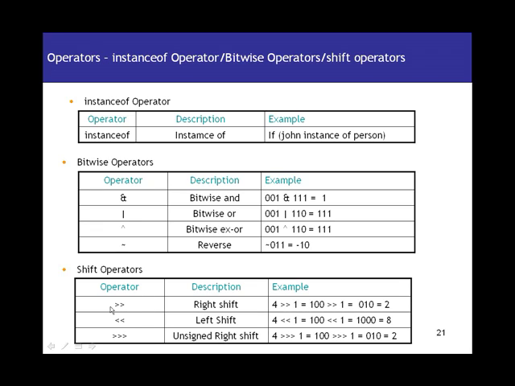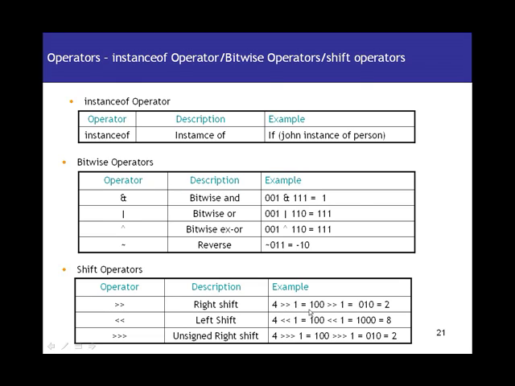Shift operators. Now, what do they do? As the name suggests, they shift. This is a right shift and this is a left shift operator. The first one is a right shift and the second one is a left shift. The right shift operator basically shifts the value by the given number of bits. Say, for example, I'm doing 4 and I'm trying to right shift 1. I say 4 right shift 1. What does that mean? It says shift 1 bit to the right.